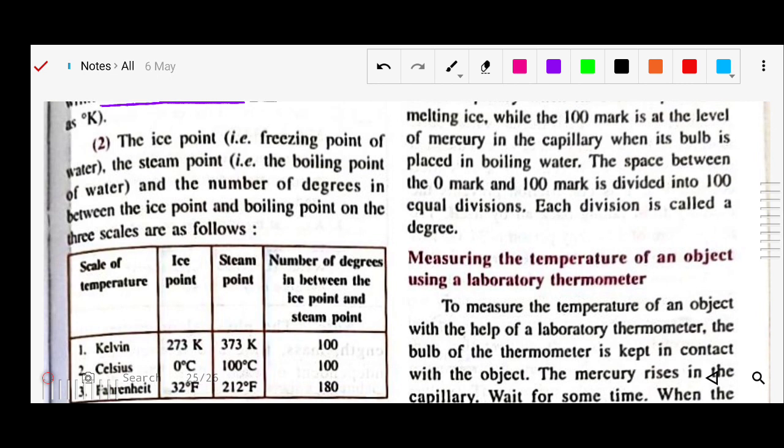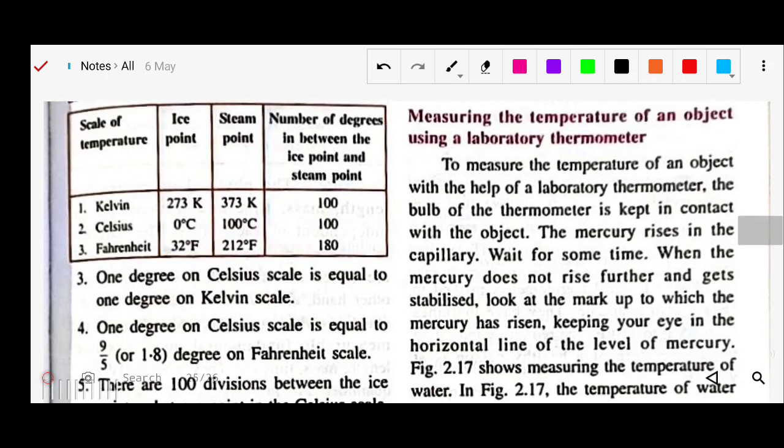Next is the ice point, the freezing point of water. The ice point is the freezing point, where the water changes to ice. At the steam point, water starts to boil completely and is getting ready to become steam. And the number of degrees between the ice point and the boiling point on the three scales is given.